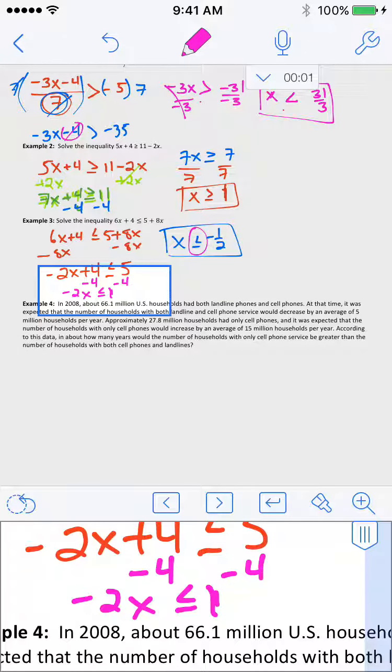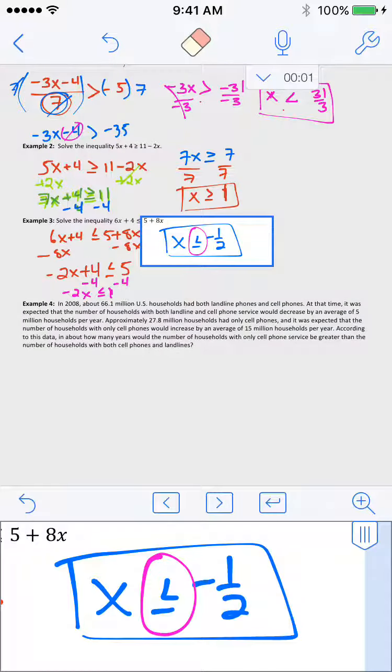I divided by a negative number. So I don't want to keep the sign I have. That's wrong. I want to flip it. I want to make it greater than. x is greater than negative 1/2, right? So you've got to watch out for that last step.